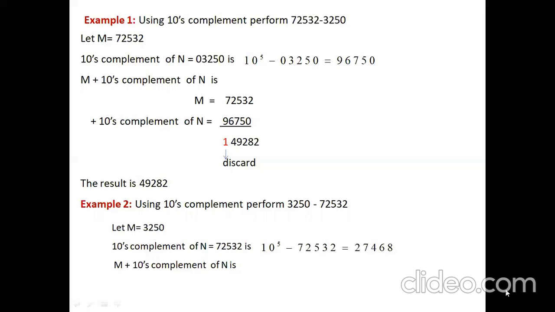Next, using tens complement, perform 3250 minus 72532. Let us take m equal to 3250, and now we interchange the values of m and n. This time we find the tens complement of n, which is 72532. The answer is 10 to the power of 5 minus 72532, so we get 27468, which is the tens complement of n.